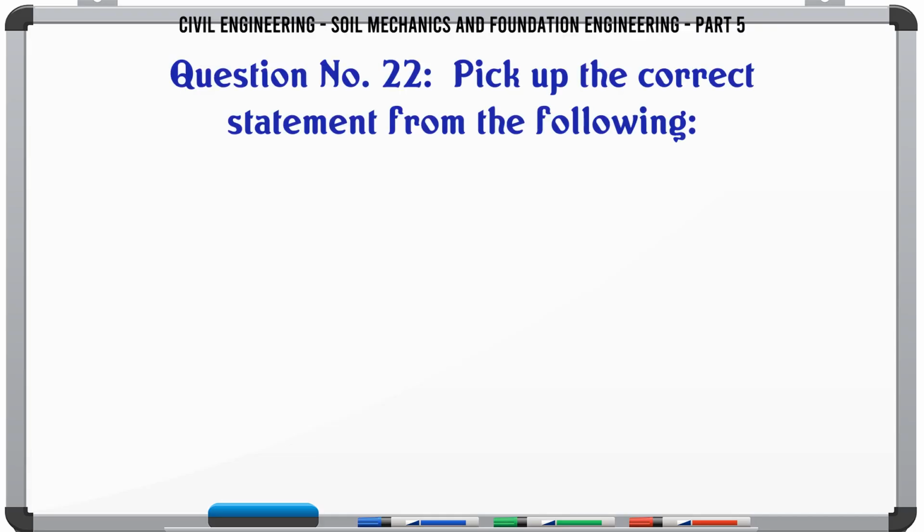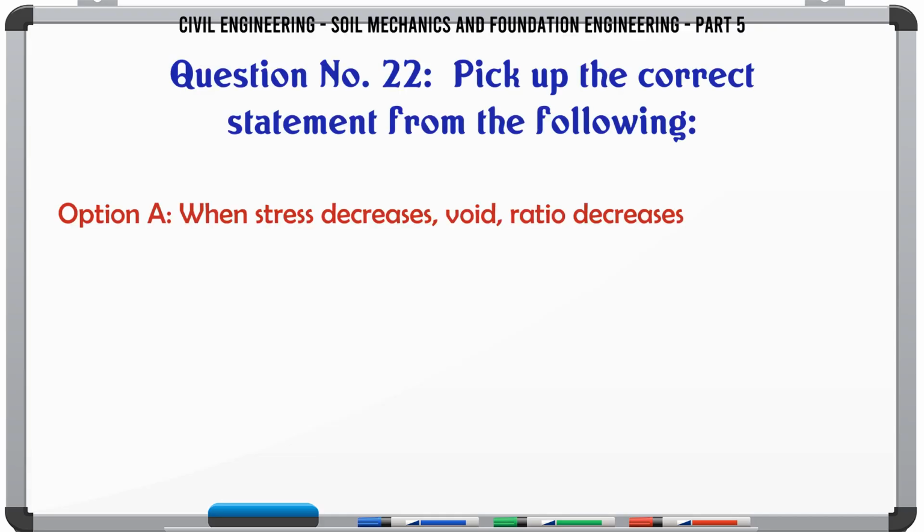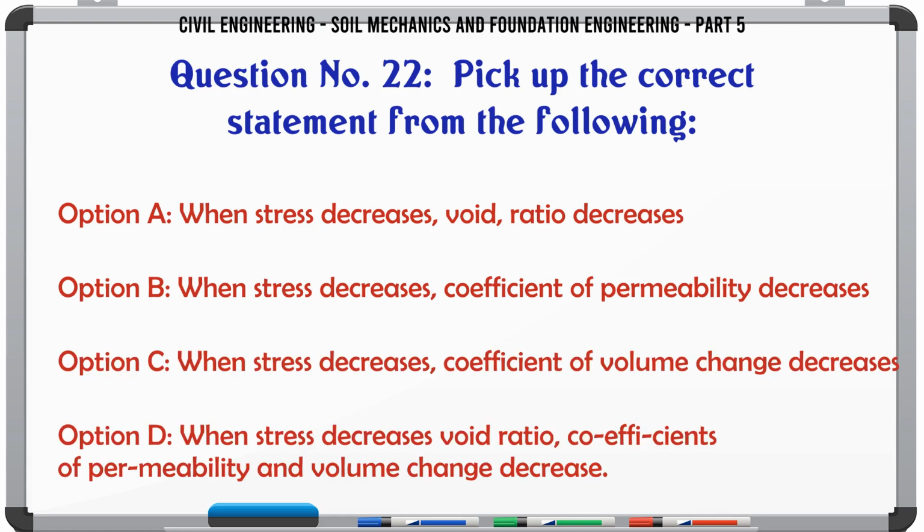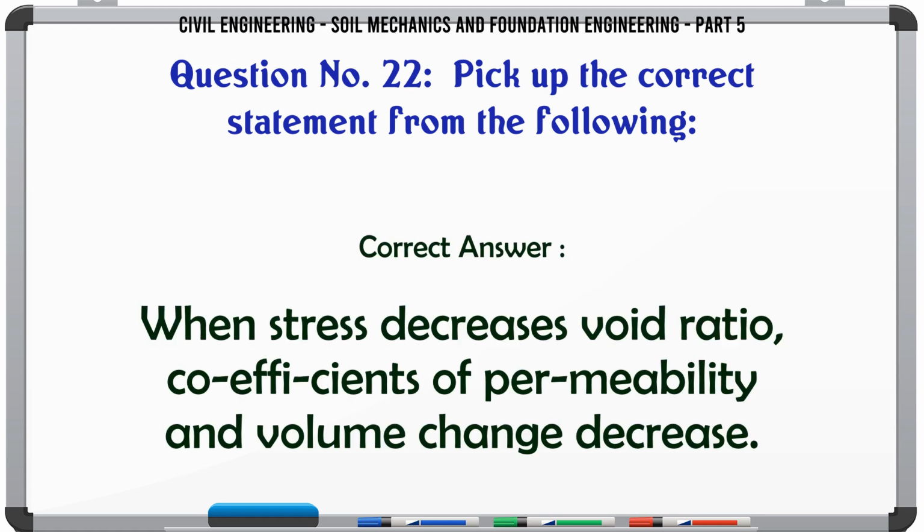Pick up the correct statement from the following: A. When stress decreases, void ratio decreases. B. When stress decreases, coefficient of permeability decreases. C. When stress decreases, coefficient of volume change decreases. D. When stress decreases, void ratio, coefficients of permeability and volume change decrease. The correct answer is when stress decreases, void ratio, coefficients of permeability and volume change decrease.